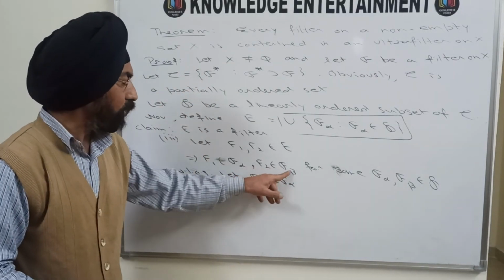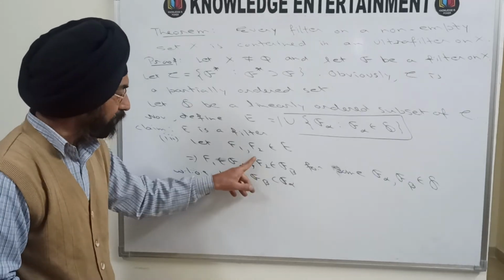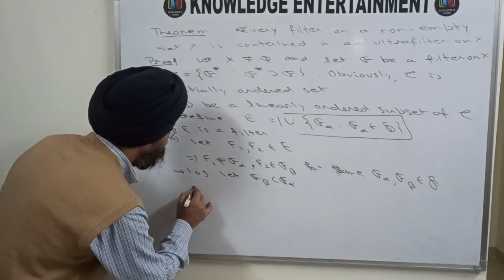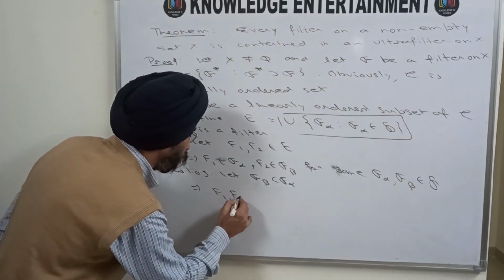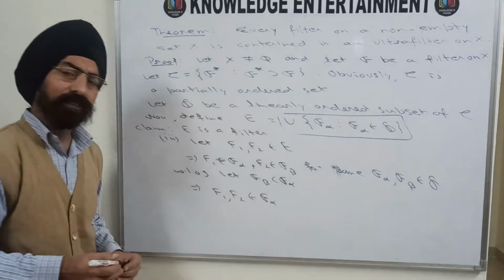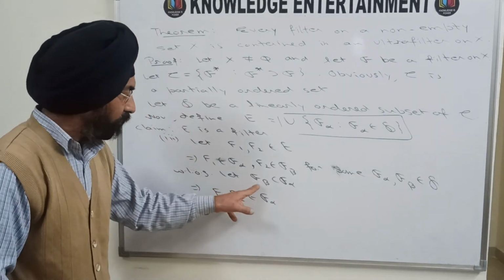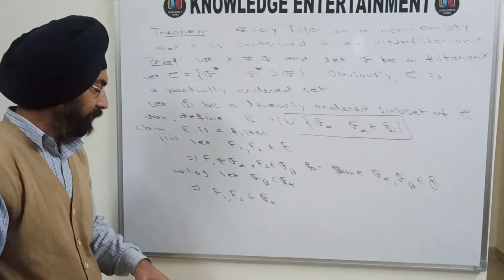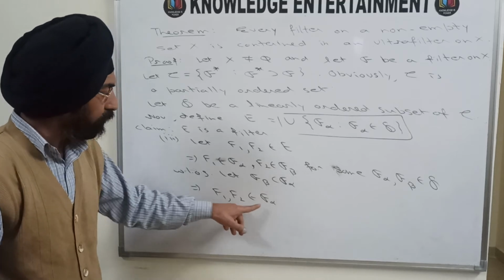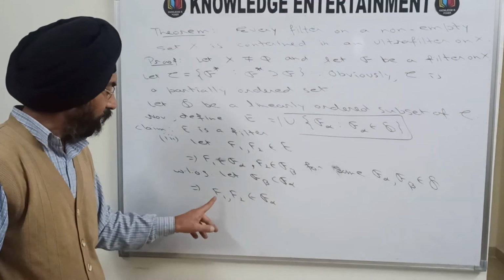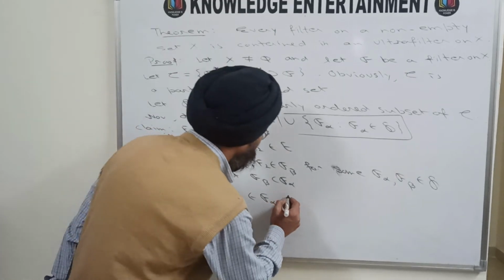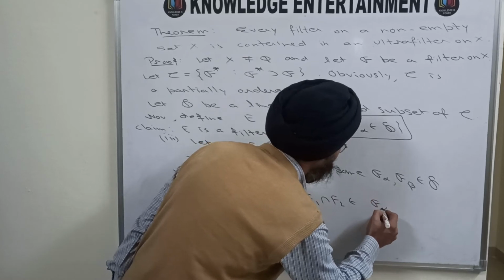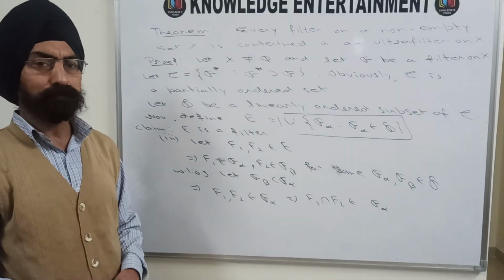Now F2 is a member of F beta and F beta is a subset of F alpha. That means F2 also belongs to F alpha. F1 already belonged to F alpha. So now F1 as well as F2 belong to F alpha. And if you take the other case, that F alpha is a subset of F beta, then F1 and F2 must belong to F beta in that case. And when both F1 and F2 are members of F alpha, where F alpha is a filter, F1 intersection F2 also belongs to F alpha. So F1 intersection F2 belongs to F alpha, and this F alpha is a member of D.